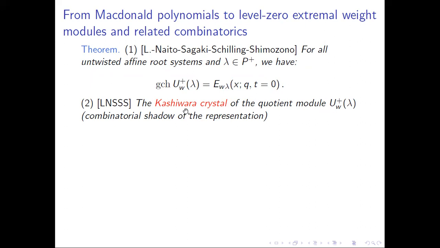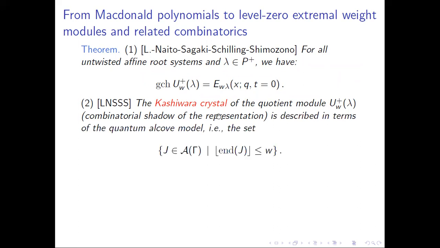We can look at the so-called Kashiwara crystal of this quotient module. The crystal is just a combinatorial shadow of the representation. So the crystal is a directed graph whose vertices index the basis elements of the representation, and the arrows record the action of the Chevalley generators in the limit q goes to 0, q being the q from the quantum algebra. So this crystal, this colored directed graph, is described in terms of the quantum alcove model.